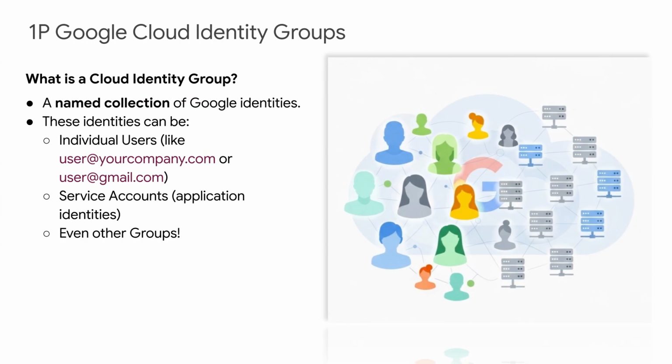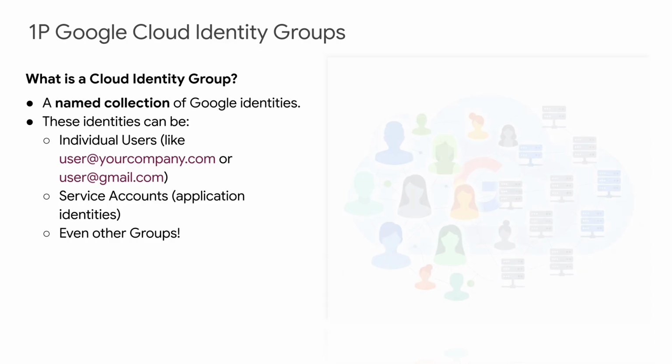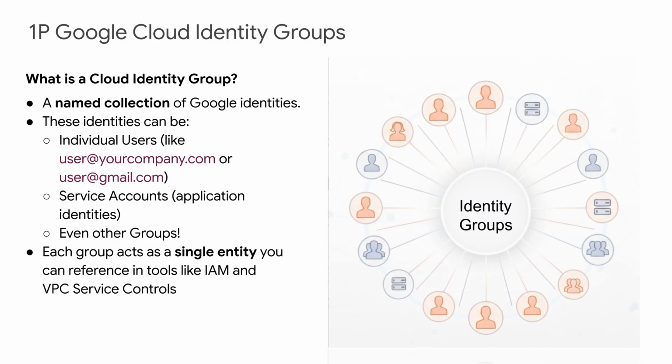First, let's level set on what I mean by first and third-party groups. First-party groups are a named collection of identities defined in Google's Cloud Identity. Groups can contain users, service accounts, or even other groups. The group is then a single entity you can reference in controls like IAM or VPC-SE.